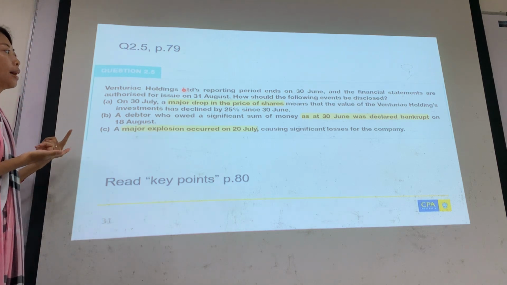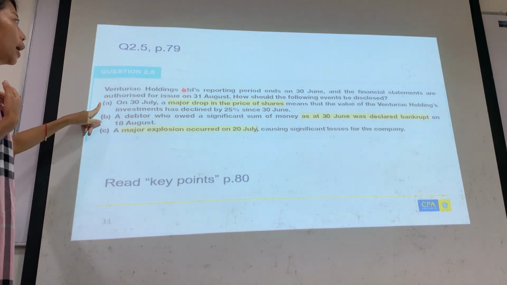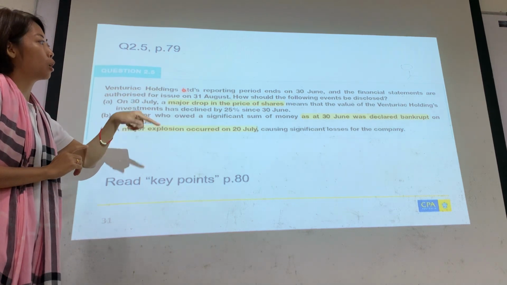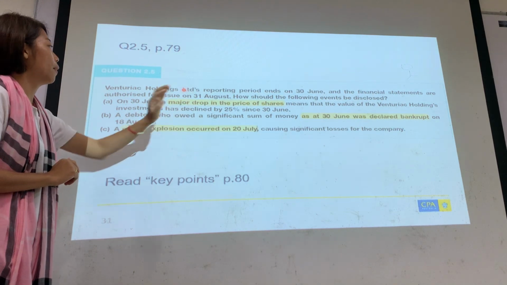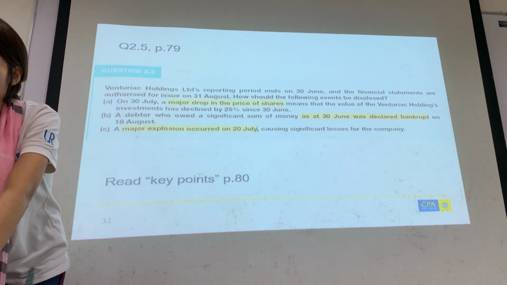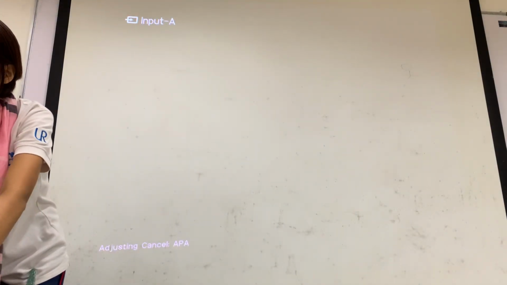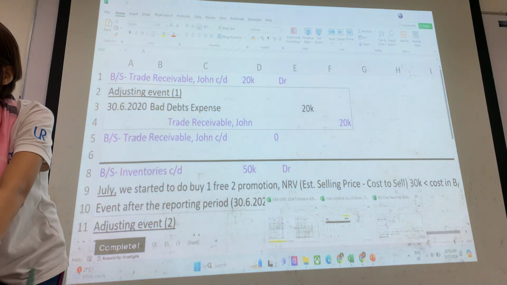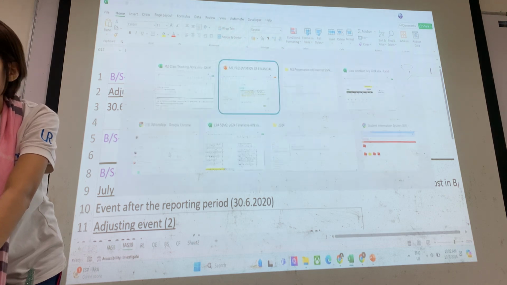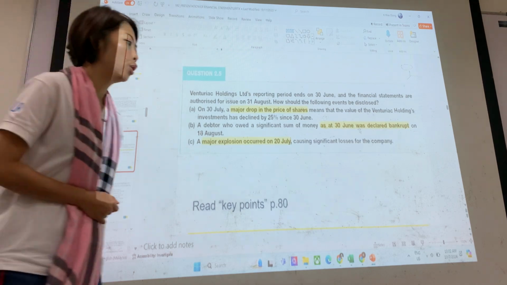Is this event considered an adjusting event or non-adjusting event? This one is on 30th of July, that means it is in between these dates. Then we say, okay, IAS 10 applies. A major drop in the share price, okay, decline 25%. Now, it is a non-adjusting event because the share price fluctuates every now and then, right? So you don't take this as an adjusting event. So this is a non-adjusting event and it is so important that you will disclose it in the note.